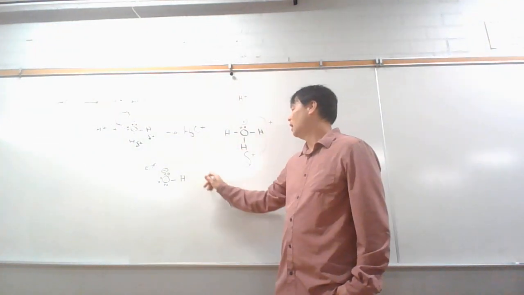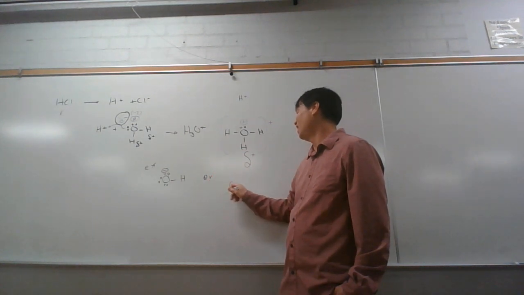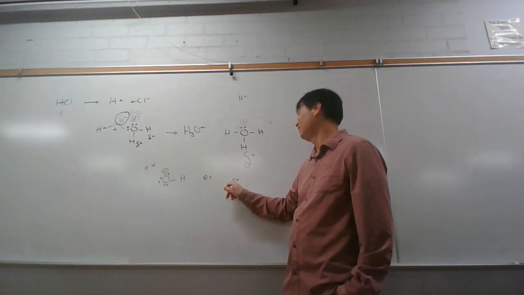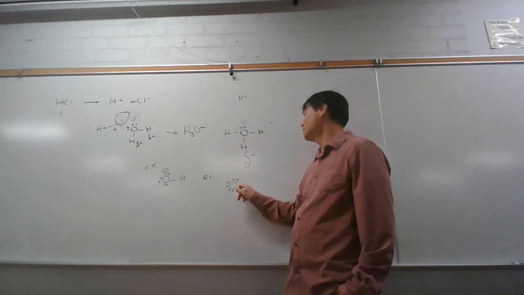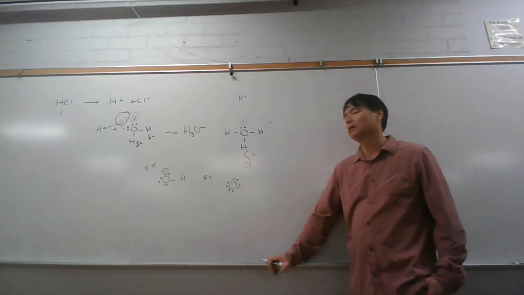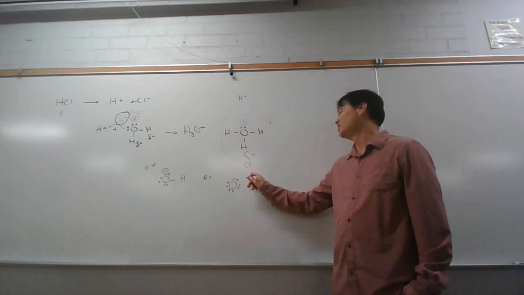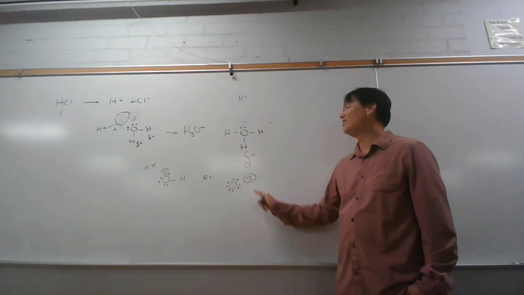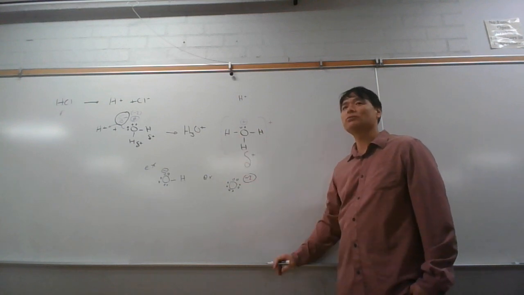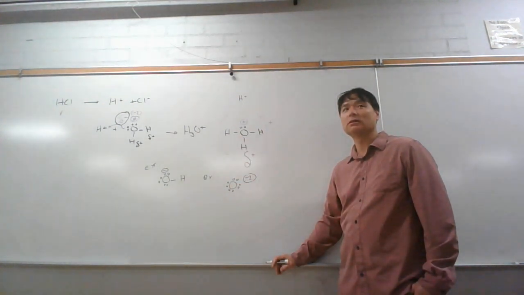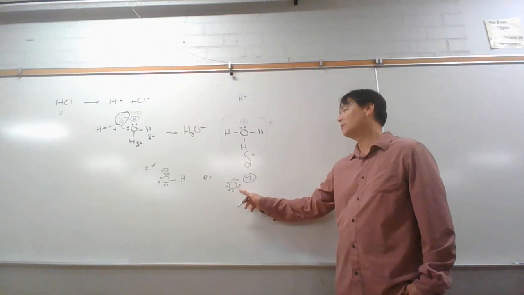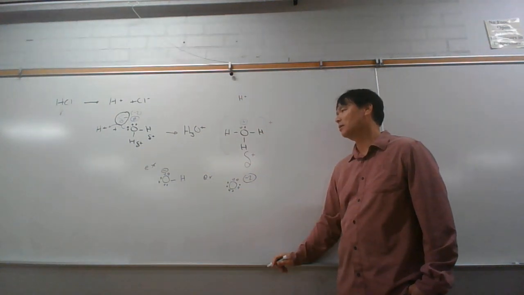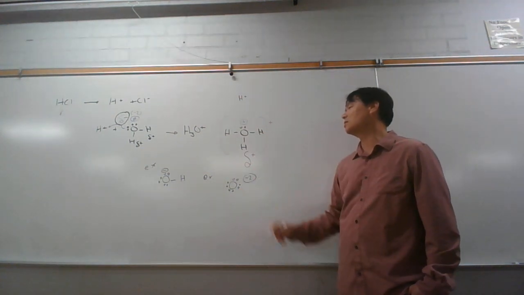Let's do one more example here. Oxide. What's the formal charge on oxide? Negative 2. Okay, out of these four oxygens, which one's going to be the strongest base? Oxide. This is going to be the most basic. So oxide is better than hydroxide for sure.